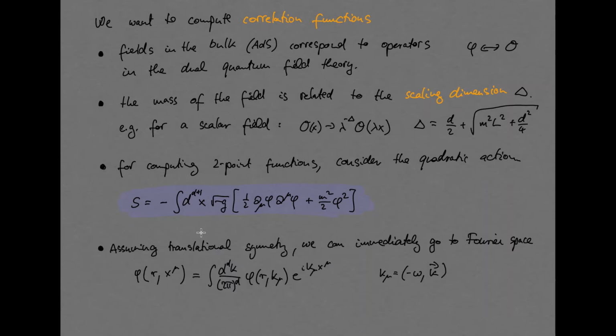We're going to assume translational symmetry in the boundary theory and in the bulk as well. And therefore, we can immediately go to Fourier space, where modes of different frequency and wave vector decouple. So we write phi as this Fourier transform here. And we're going to separate this into the frequency part and the wave vector part.